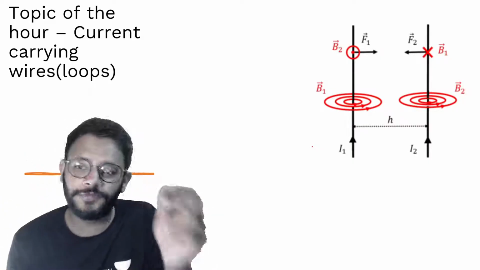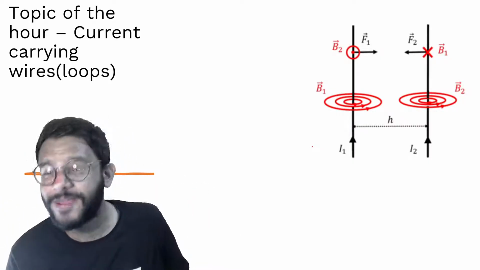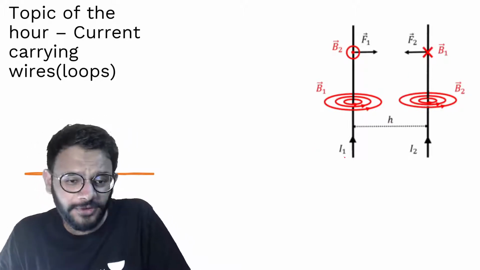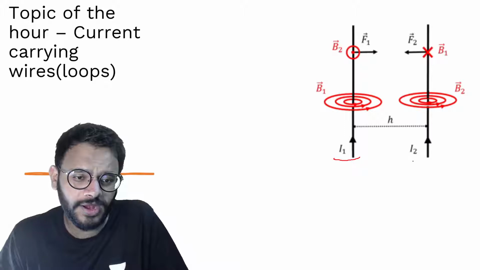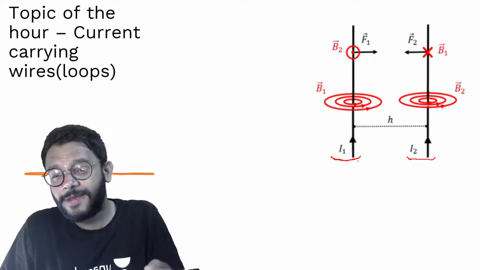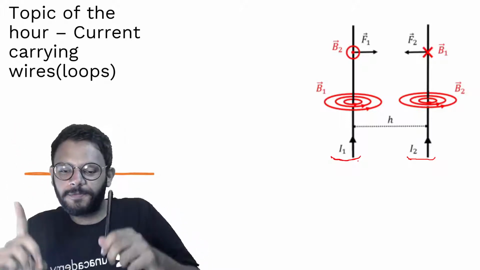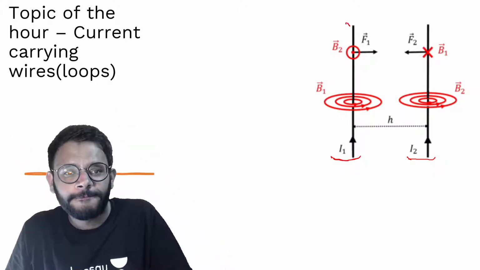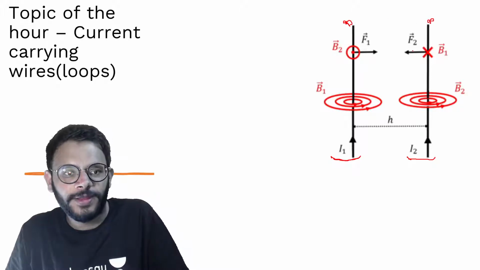And then the topic of the hour for today, which is current carrying wires and loops. Now let's just assume that I have two wires like these. These are two wires, and they are kept parallel to each other. They are two infinitely long wires. So this is infinite, this is infinite.